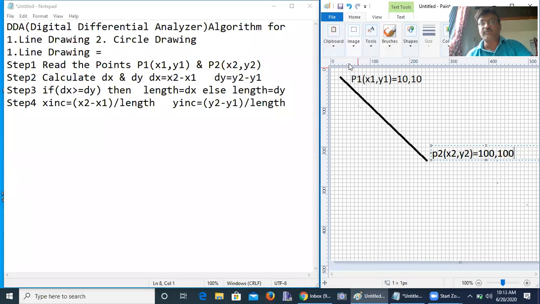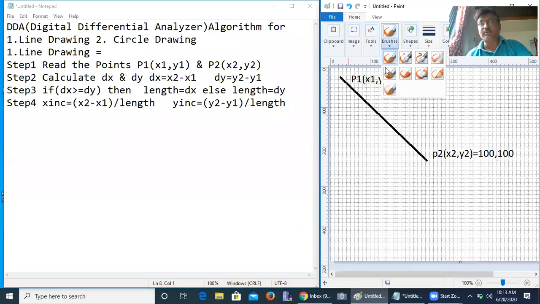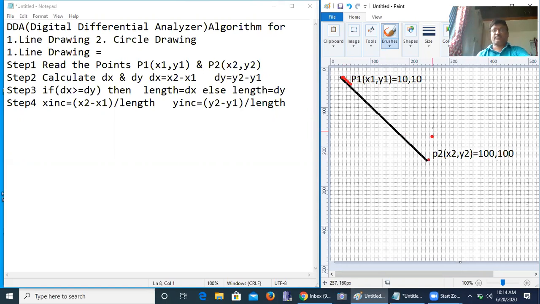So this is the brush I have used over here. This is my first point, x1, y1. I add x1 plus x increment, y1 plus y increment, then come to the next point. Again I add x1 plus x increment, y1 plus y increment. So the points are drawn like this one by one, and I reach the end point of the line, up to my length.